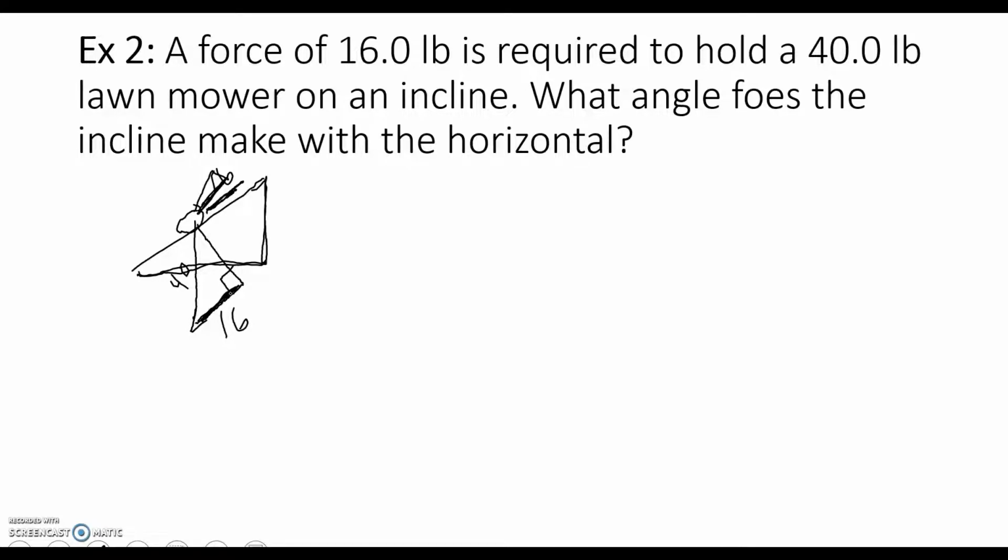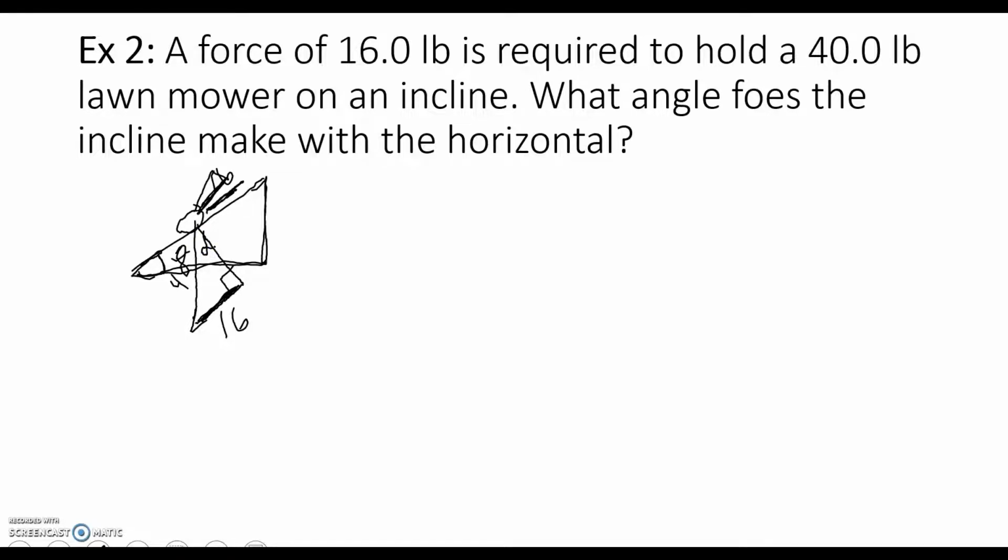And we want to know what is the angle that the incline makes with the horizontal. So here's the actual angle that we want. We'll call that theta. That's the angle right there we're looking for. We can use the fact that this is a right triangle. We know that this side is 40 and this other side is 16, and we can find this angle here. I'm going to call this angle alpha.